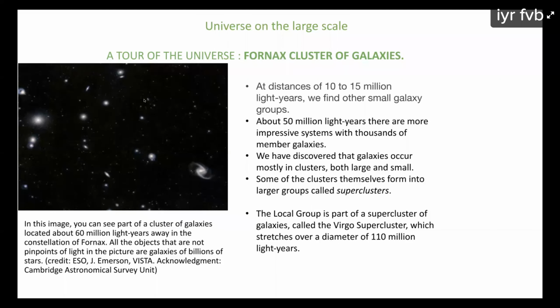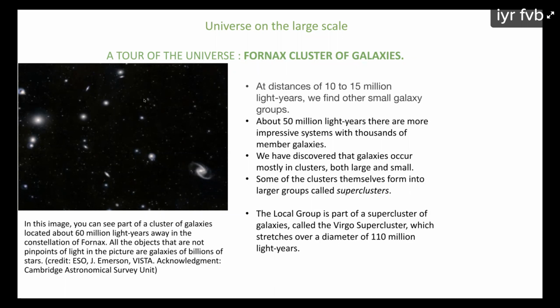So you can see that we have the local group, and then when you go into these different scales, we have large galaxy clusters that consist of maybe 1,000 galaxies, 2,000 galaxies, maybe even more than that. So these are called galaxy clusters, right?